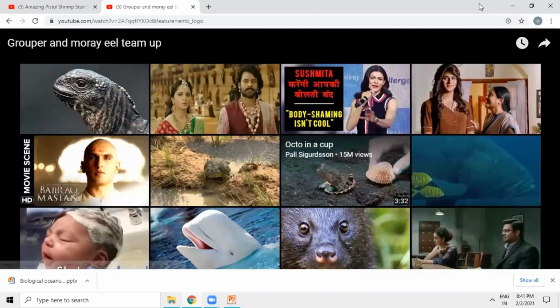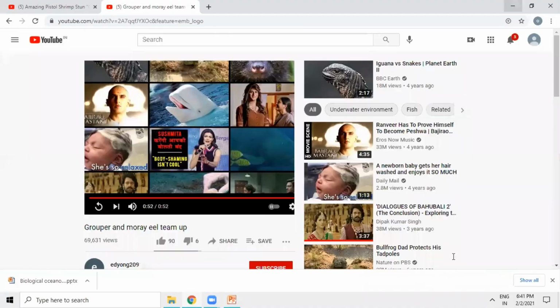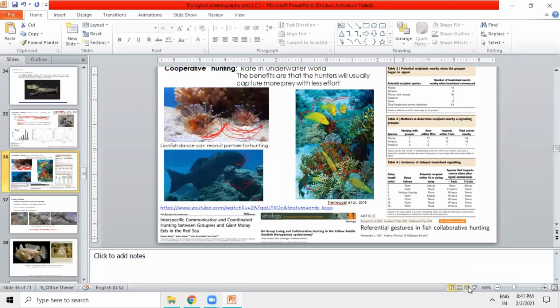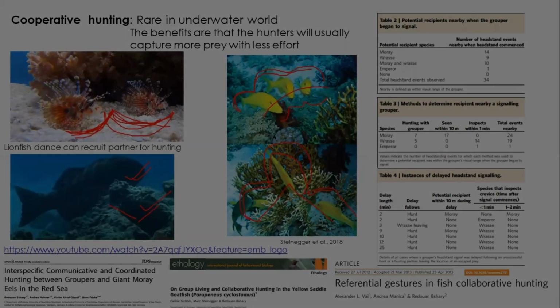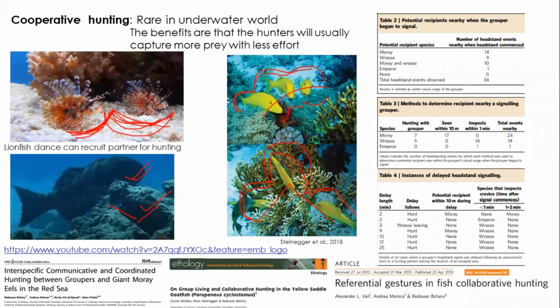Okay, and then the eel investigates. So likewise, they have different ways to communicate among the partners for the cooperative hunting, right? You can also read about how these headstands work, how many times it is successful, and how many times it just goes west.